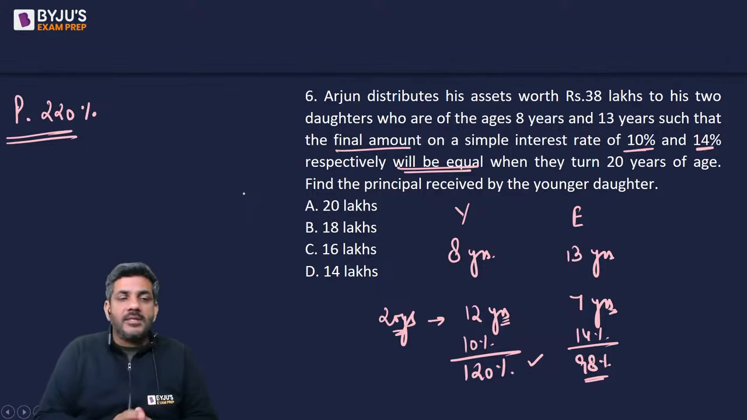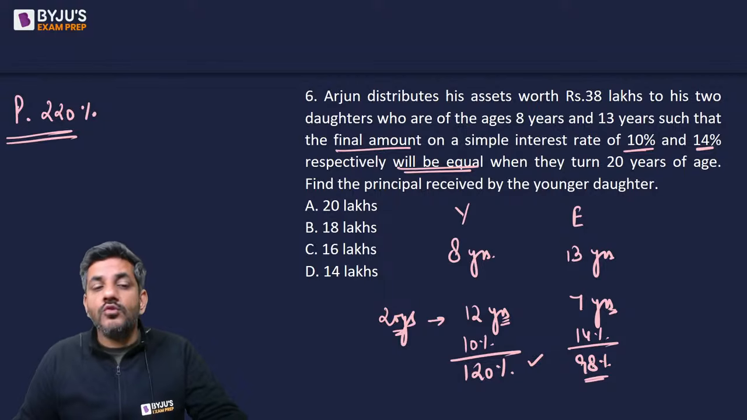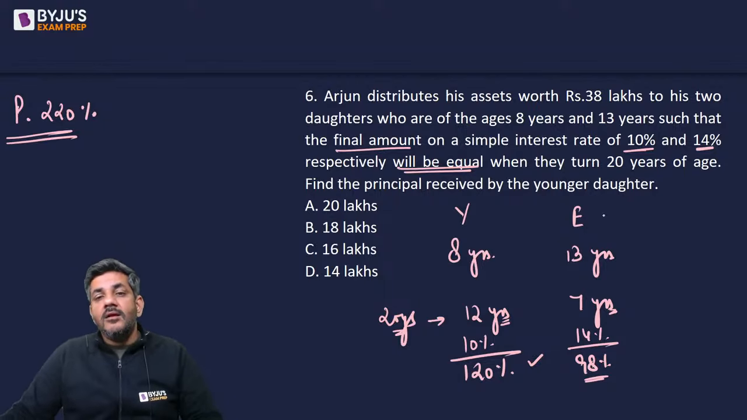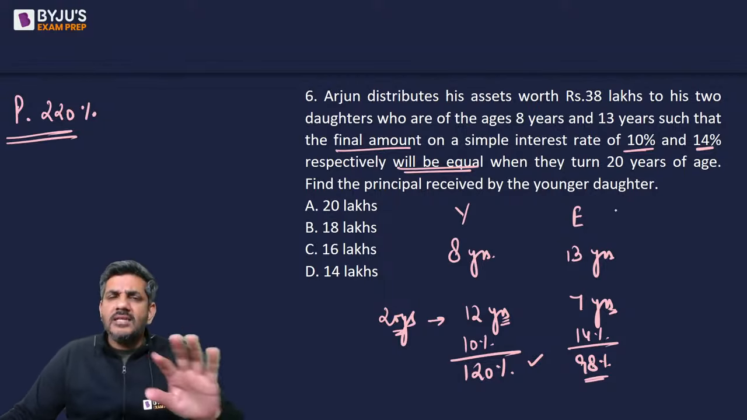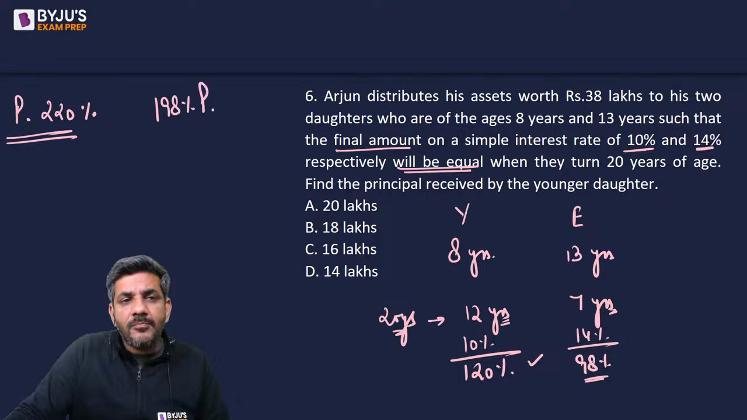100, so the principal P is already there, plus 120% interest, it becomes 220% of P. For the elder daughter, let's take her principal as P1, it has increased by 98%, so it is 198% of P1, and these are equal. So can I say P by P1 is 198 divided by 220? Cancel out 11.